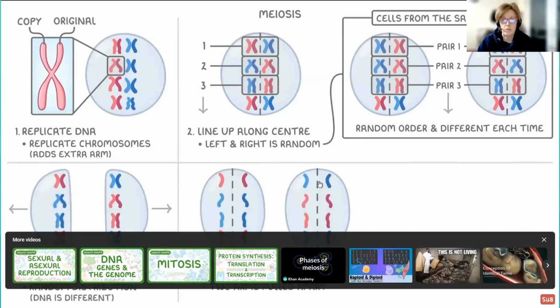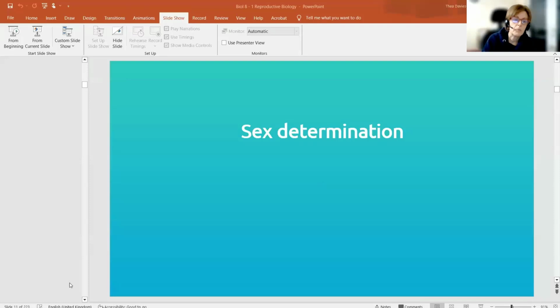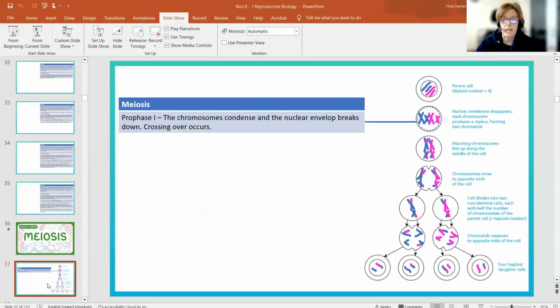This is called independent assortment. It depends on the order of these chromosomes. It's really important. It's why you're not identical to your siblings. Yes, you might look quite similar to them because you will have some similarities, but it explains why you don't look exactly the same. And it's why you're not exactly identical to either of your parents as well. So this process is a source of variation between individuals.